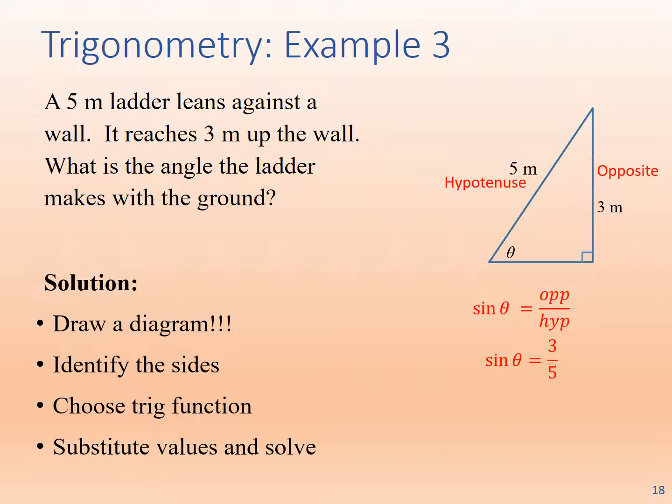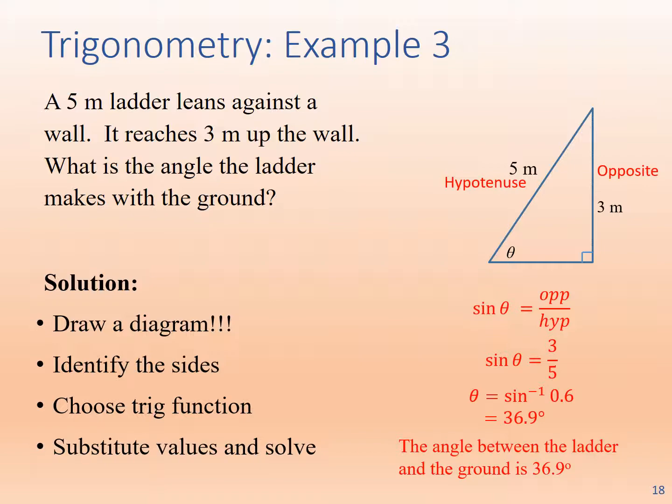So we have to find the angle. So we need to get the inverse function of sine. That's written as sine to the -1 using that notation. So we want inverse sine of 0.6, which we'll do on our calculator to get 36.9 degrees. When we're finished, we'll write our answer in words.